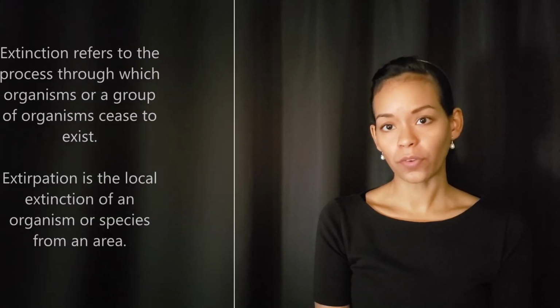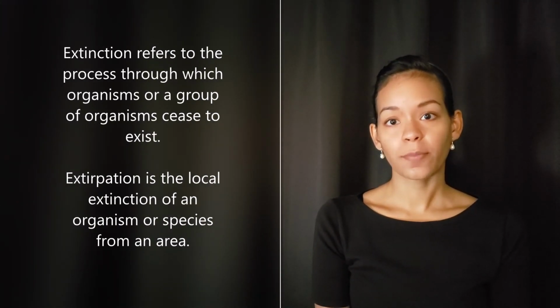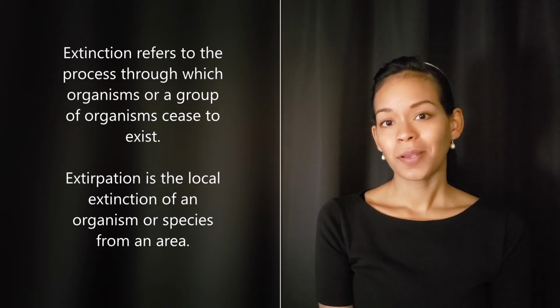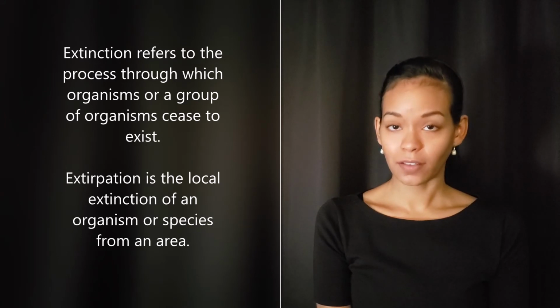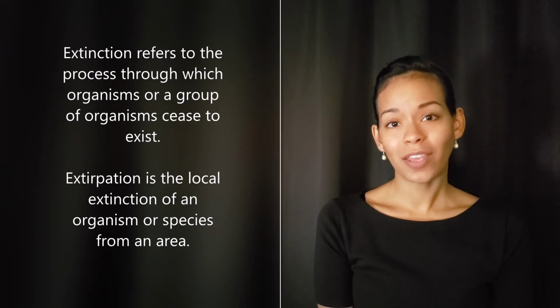Extirpation is the loss of a species from one area, but not the entire world. An example of this is the black rhino, which has been extirpated from most of its historic range, but it is not yet extinct. Extinction occurs when the environment changes more rapidly than the species can adapt. Small and narrowly specialized populations are the most vulnerable to extinction.